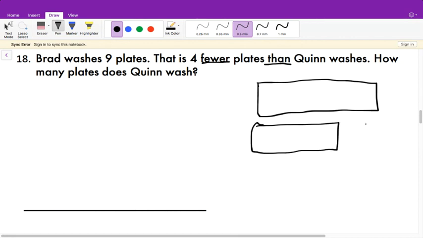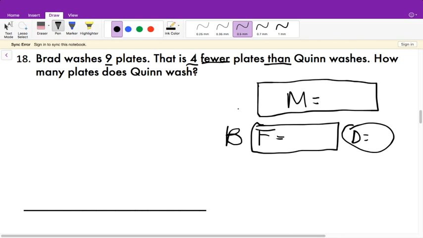And when I draw the compare bars, I'm going to be looking first for who washed more plates and who washed fewer plates. Okay, so I know the people in our story are Brad and Quinn. Brad washed 9 plates, which is 4 fewer plates than Quinn. So Brad washed fewer than Quinn. So Brad should go on the bottom and Quinn should go on the top.